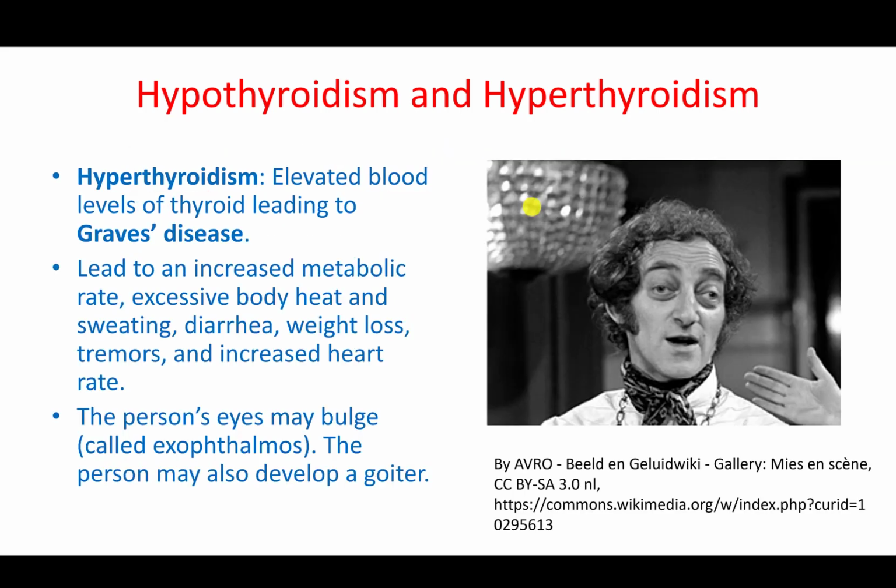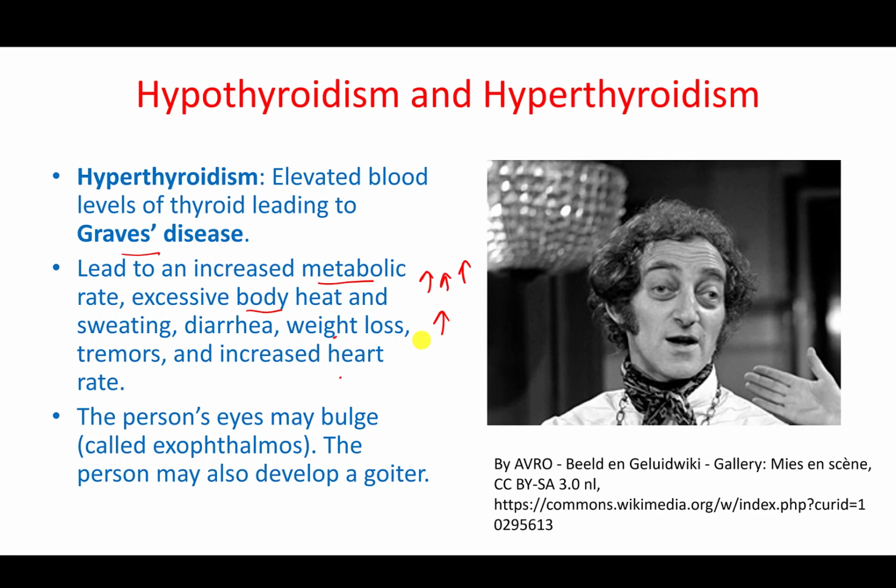The opposite is when we have hyperthyroidism. Here we will have something called Graves' disease, and it almost will give us the opposite effects. We will have high metabolic rate, excessive body heat, sweating, diarrhea, weight loss, tremors, and increased heart rate. Okay, here the cells are consuming energy at higher levels than normal.